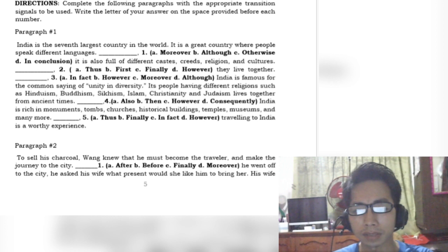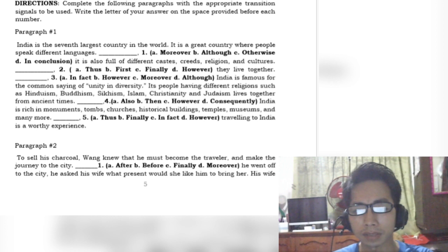Then after that we have another activity, going back to the comic strip that we have read earlier. You're going to identify the transition signals that are used in the comic strip or in the story. After identifying those transition signals, you may put them where they belong. If that transition signal shows condition, you may put them here. If the transition signals show a cause and effect relationship, then you may put them here as well.